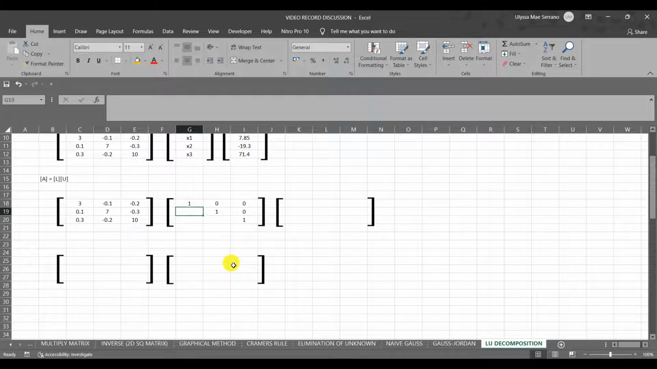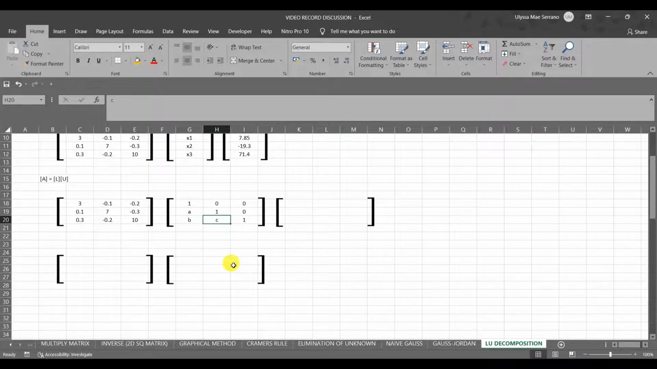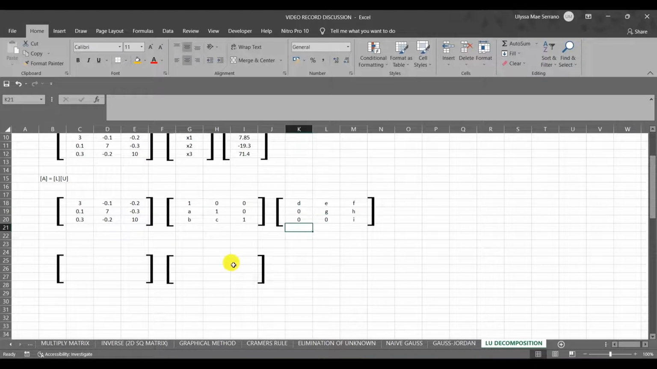So, let's represent these factors here. Let's say this is A, this is B, and this is C, instead of using F sub 2,1, F sub 3,1, and F sub 3,2. And for the upper, it would be D, E, F, 0, G, H, 0, 0, I, for our upper triangular format.